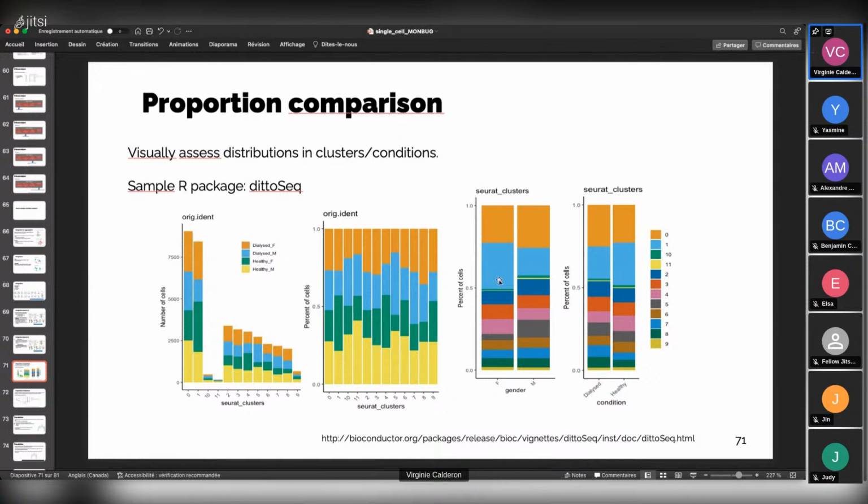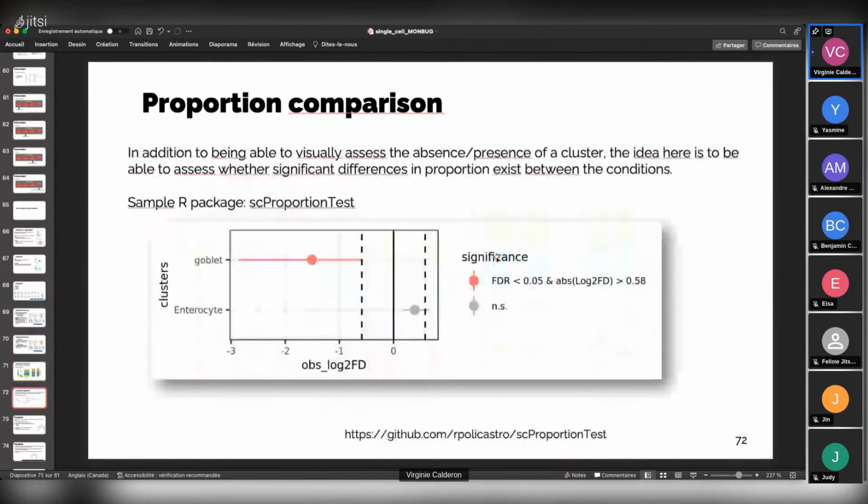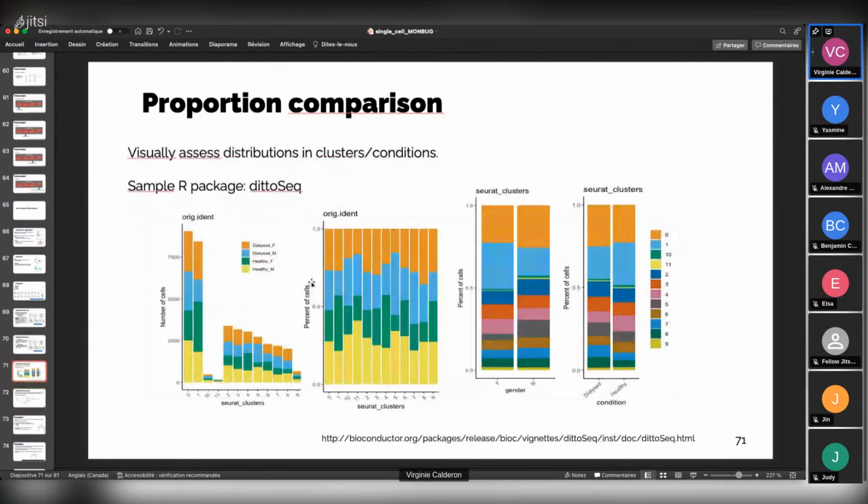So maybe here we see that we have more blue population in female than in male, but is it statistically meaningful? I don't know. So that's why there is another option called SC proportion test that can allow you to compare the proportion and have statistics about it. So you can have a threshold from the FDR lower than 0.05. So that means that the proportion of the goblets are different here for these clusters between your experiment. So that's a way to have statistics associated with what you were seeing here at first.